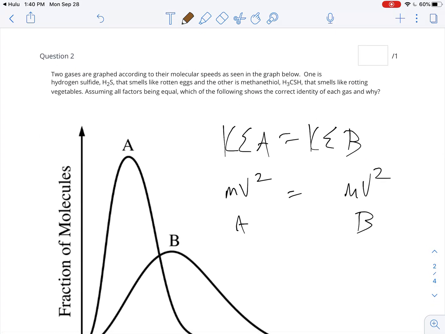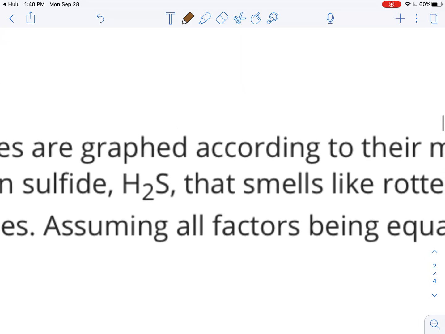So what you do is you look at the masses of each of these guys. The heavier molecules move slower. The lighter molecules are going to move faster. So all we have to do now is compare their masses.